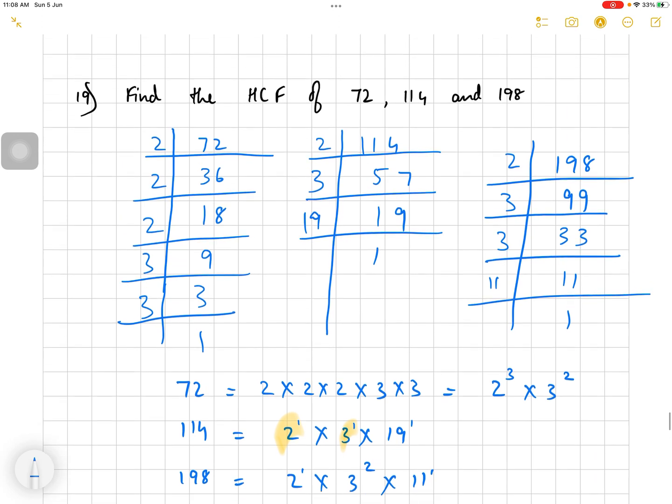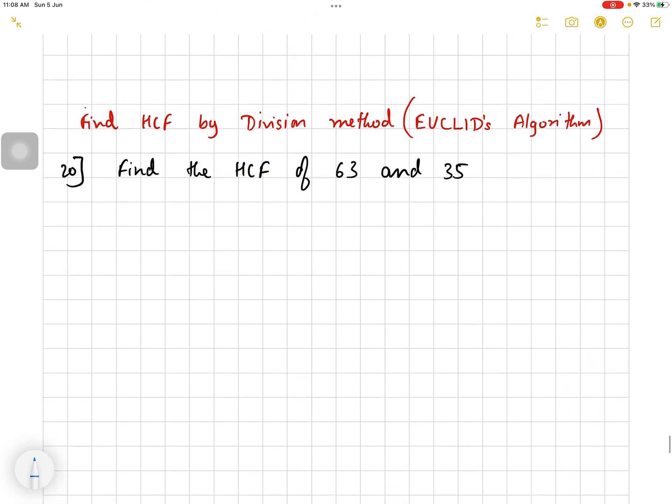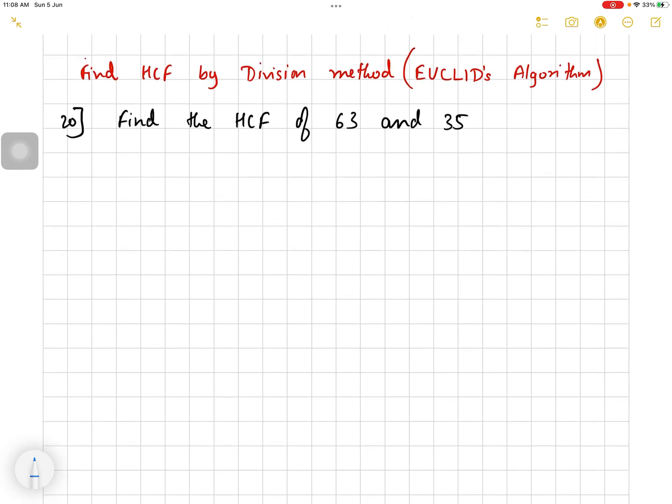Okay, let's solve the next question. We will use the division method and solve. Find the HCF of 63 and 35. So in the division method, the two numbers are given, 63 and 35.